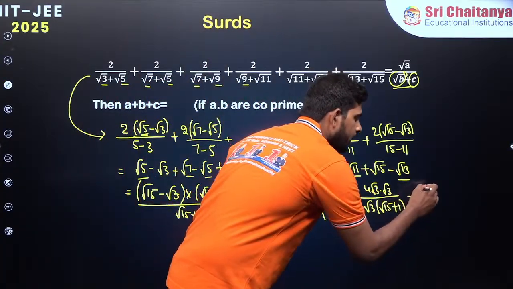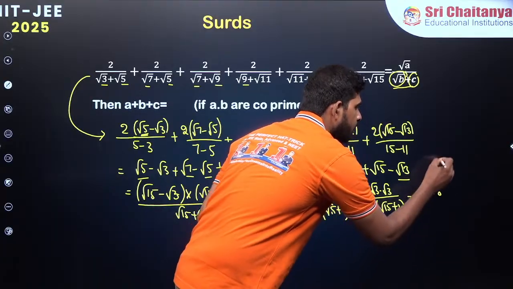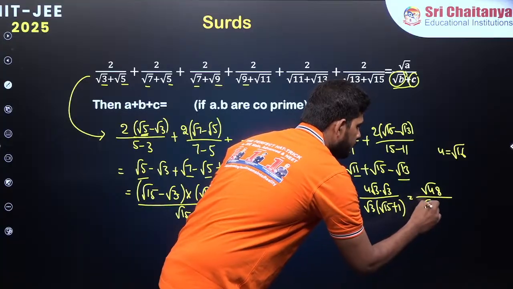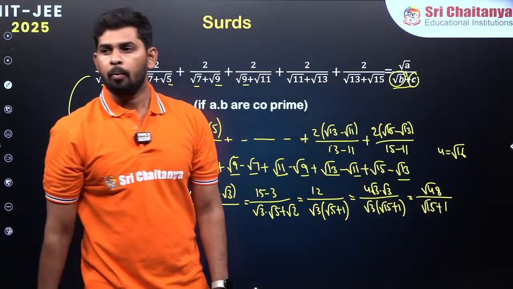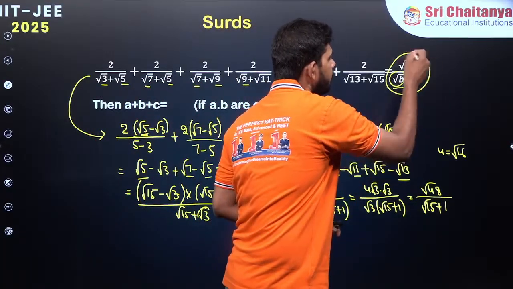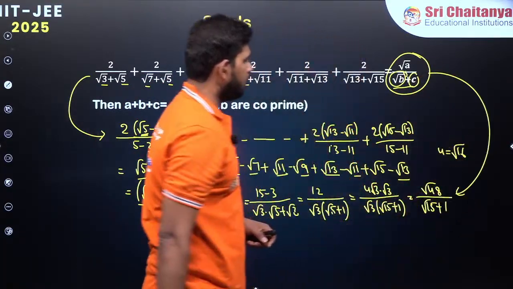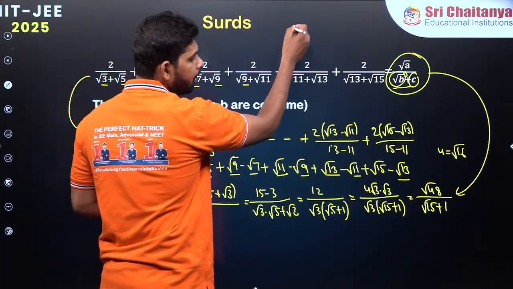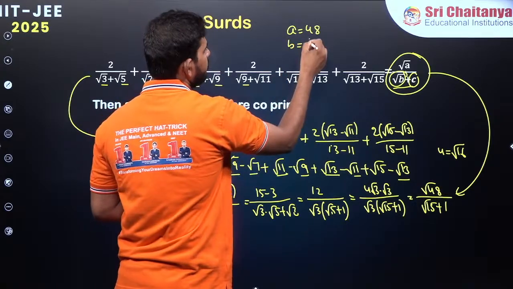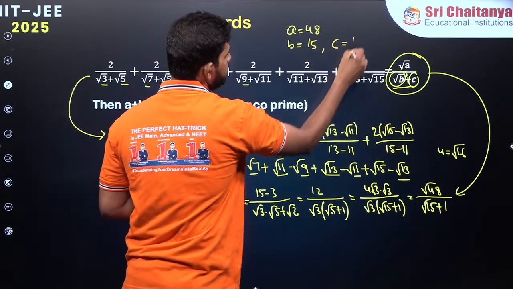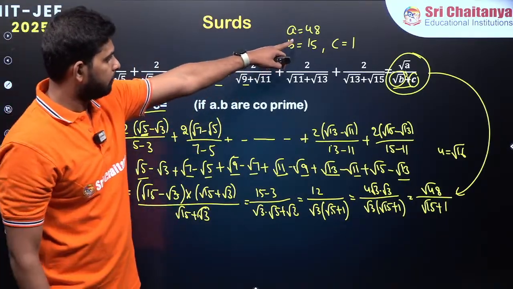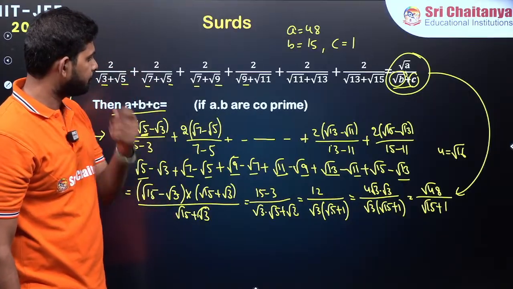So 4 root 3 can be written as again square root of 48, because 4 can be written as square root of 16. Divided by, we are left with root 15 plus 1. What is root 48? Here root 48 is there. Now you can compare this entire number with this one here. Tell me what are the values of A. A is going to be obviously 48 and B is going to be 15 there, and C is equal to 1. Sum of all these numbers we need. So that is going to be 48, 15, and C if I am taking 1 there.